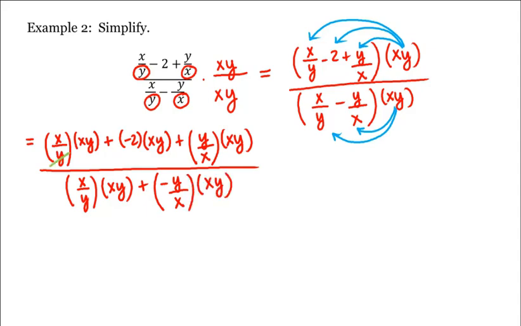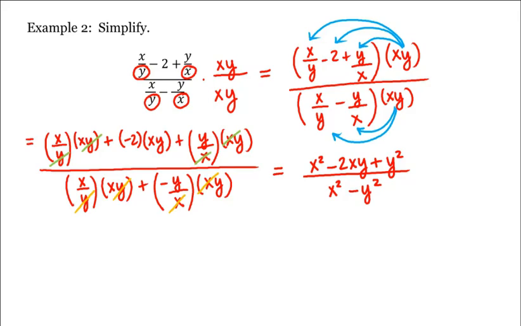Now the y's will cancel here, as well as the x's. And the same thing in the denominator, the y's will cancel, as well as the x's. And we are assuming here, of course, that x and y both are non-zero. And what are we left with? We have x times x, which is x squared, and then we have minus 2xy, and then plus y times y, which is y squared, divided by x times x, which is x squared, and minus y times y, which is y squared. And look, we've eliminated those original denominators.